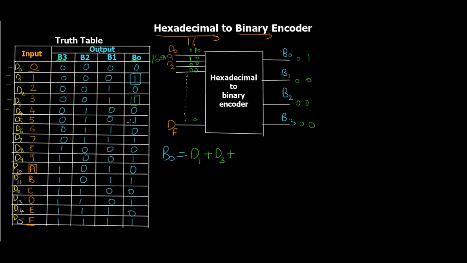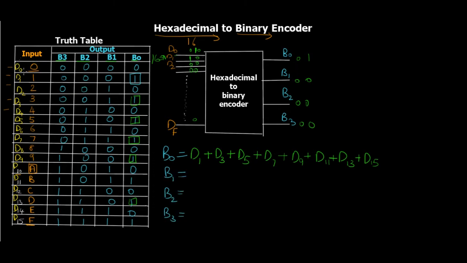Then one more OR, and for this we have D5. Then we have D7. Then we have D9. Then we have D11. Then we have D13, and lastly we have D15. Okay, so when any of these values come in as input, the B0 output is always high. So that's why we have this entire expression.